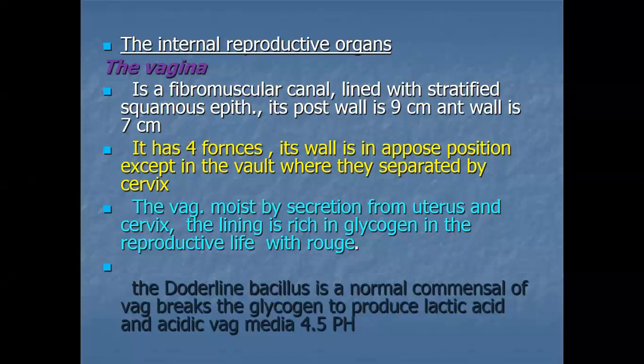And usually the vaginal wall is one against the other. That's to say, one opposes the other. The vagina is moistened by secretion from the uterus, cervix, and some transudate from the vaginal wall lining, which is rich in glycogen, especially in reproductive life, with some rugae in its wall. We have normal flora, which is the protective flora. We call it Doderlein bacilli or lactobacilli. These are normal commensals of the vagina, and they break down the glycogen and produce lactic acid, and this acidic media is the protective one against infection. The pH is about 4.5.